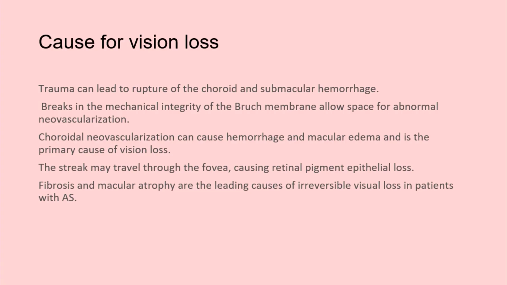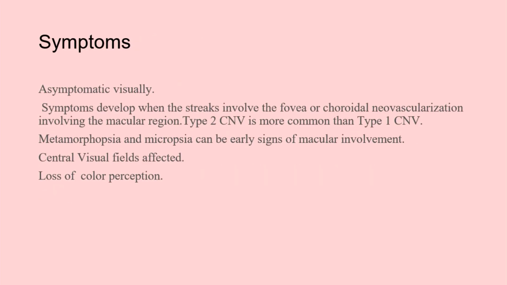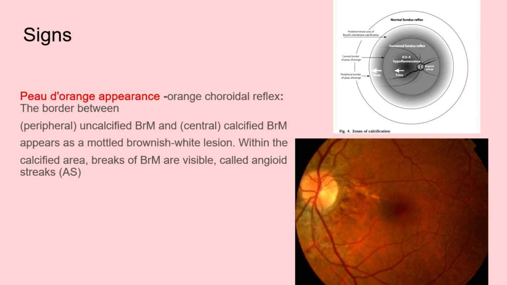The causes for visual loss: trivial trauma can lead to rupture of the choroid and can lead to submacular hemorrhage and visual loss. A break in the integrity of the Bruch's membrane can cause choroidal neovascularization, and if it is foveal involving, it can cause RPE loss and visual loss. So mostly it is asymptomatic. The patient develops symptoms only when they develop type 2 CNVM, either active CNVM or scarred CNVM, and the central visual field gets affected and there is loss of color perception also.